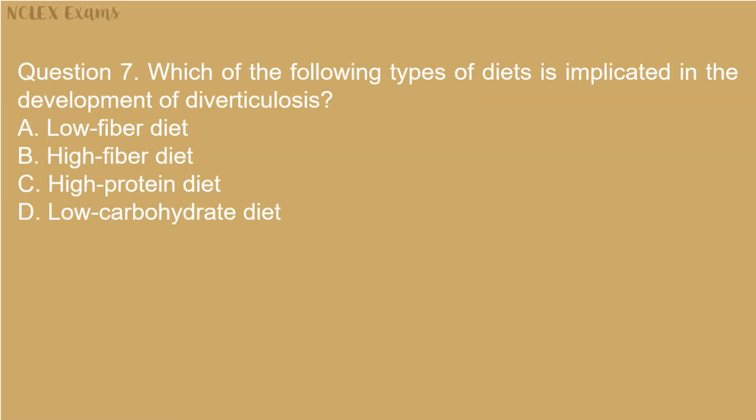Question 7. Which of the following types of diets is implicated in the development of diverticulosis? A. Low-fiber diet. B. High-fiber diet. C. High-protein diet. D. Low-carbohydrate diet.